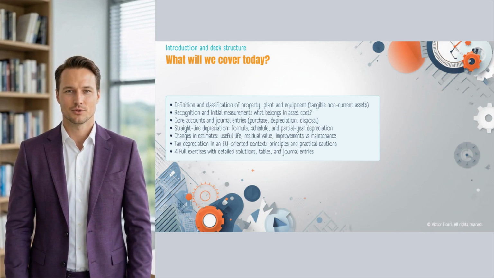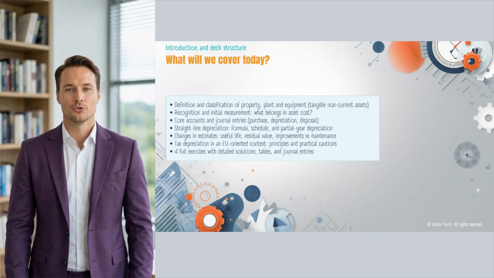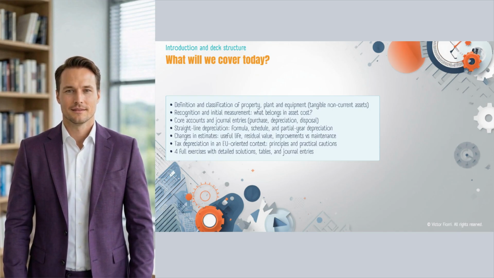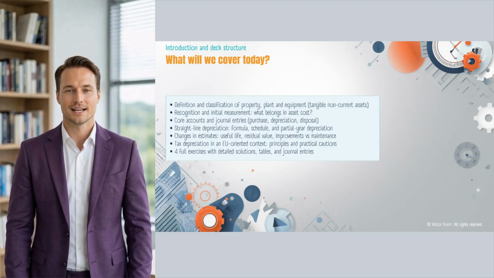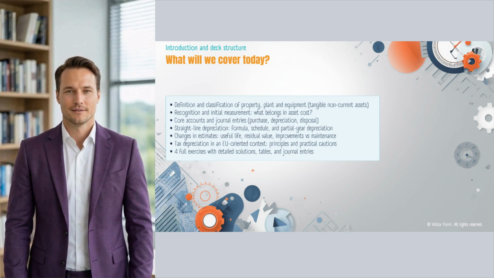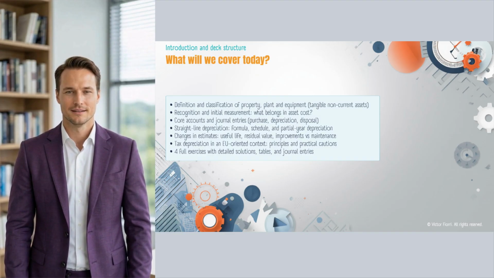In this lesson, we will move step by step through the structure of the topic. First, we will define PPE and classify the main types of assets that belong in this category. Then, we will discuss recognition and initial measurement, meaning how to decide what should be included in the asset's cost. After that, we will review the main accounts and journal entries related to purchase, depreciation, and disposal. We will also study straight-line depreciation, including the formula, the schedule, and partial year depreciation.